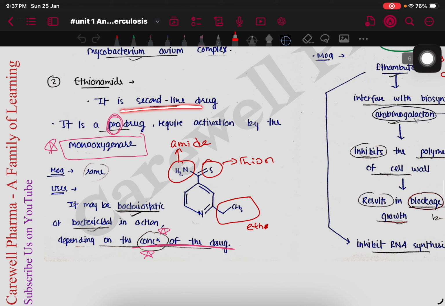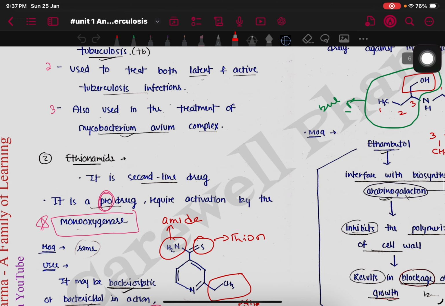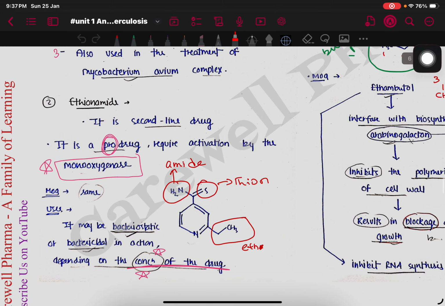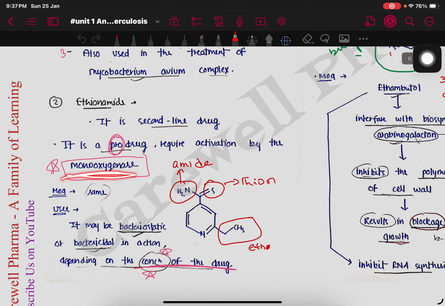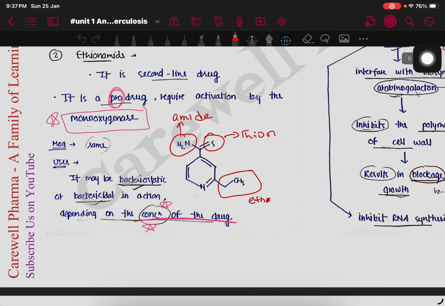Ethionamide is also a second line drug. We are talking about the synthetic classification based on synthetic structures, so ethionamide is a second line drug. It is also a prodrug, meaning it needs to be converted into an active form, or else it will not show the effect. It is activated by a monooxygenase. The mechanism of action is the same: it inhibits mycolic acid, which will decrease the cell wall and kill the bacteria. It has both bacteriostatic and bactericidal effects, depending on the concentration. If we give a small amount of ethionamide, it will just cause the bacteriostatic effect. If we increase the concentration, it will kill the bacteria.